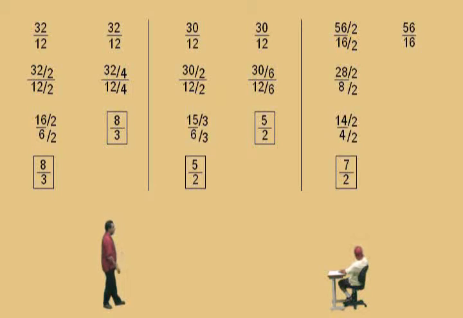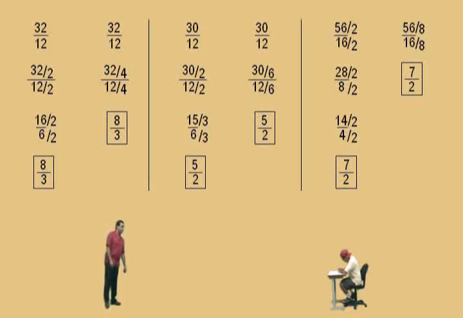Because, Charlie, what's 56 divided by 8? 7, because 7 times 8 is 56. And 16 divided by 8? 2, because 2 times 8 is 16.